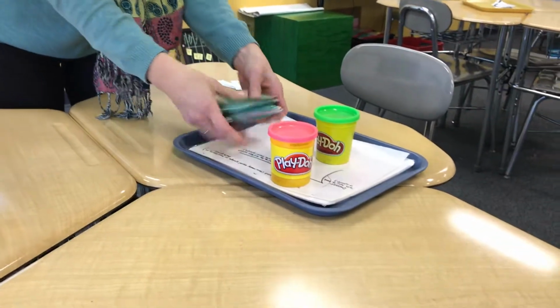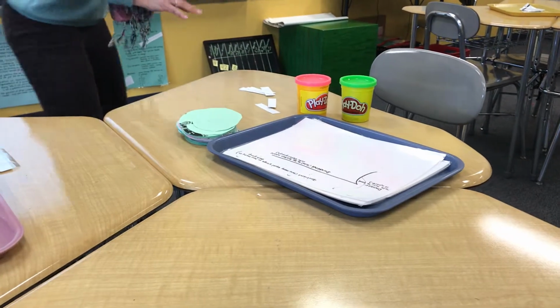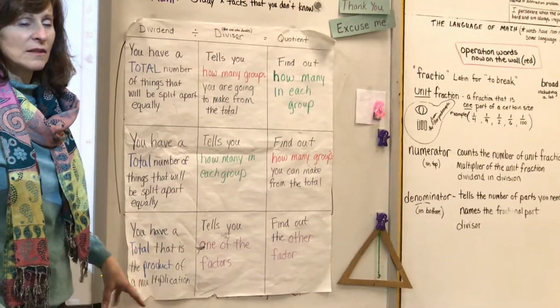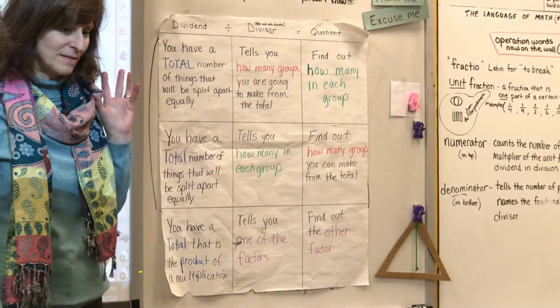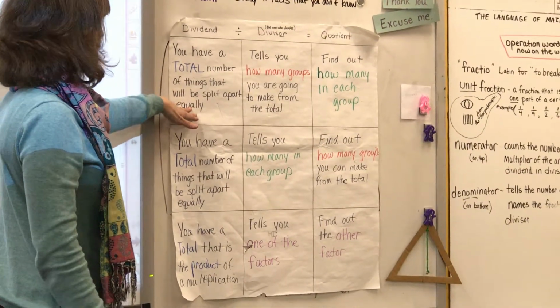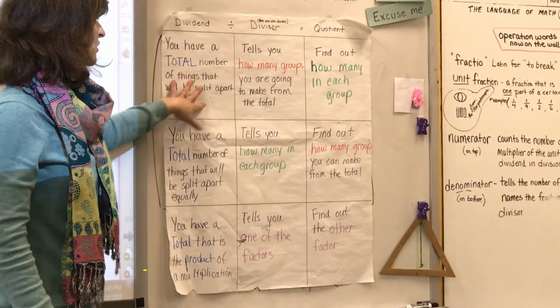So I start out by just telling them how we're going to represent things. And I go back to this chart. This chart has been part of our classroom since the 2nd week of school. And it talks about the 3 ways you can think about division. Even though you get the same answer with each of these 3 ways, it's a different way of thinking about it. The first way, if you have a total, and the total is always the dividend that you start with that you're going to break apart.